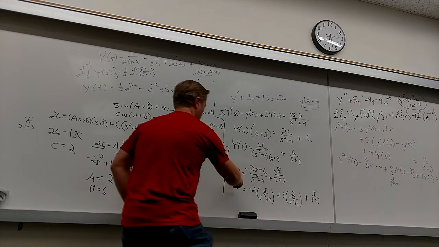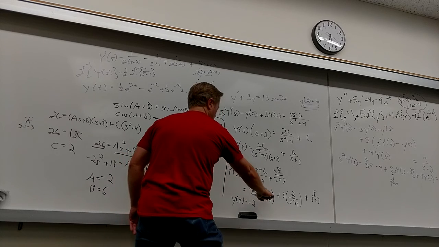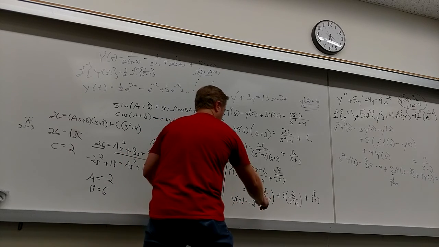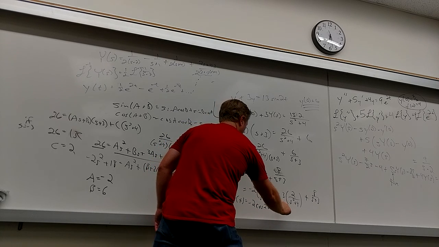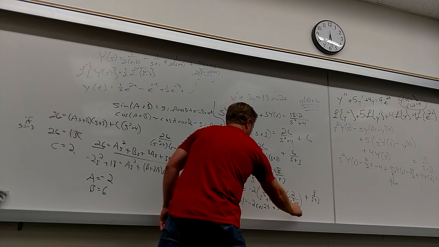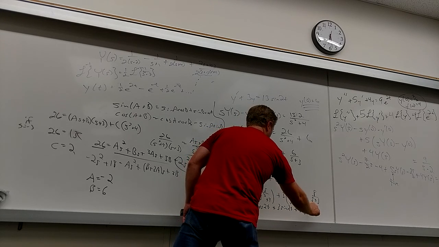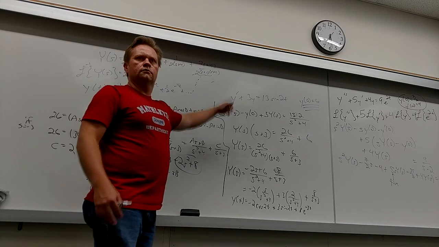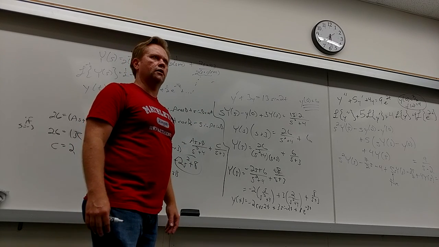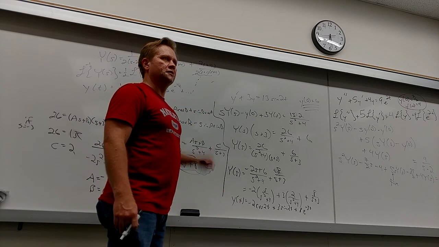So when I do my inverse Laplace, I get y of t equals negative 2 times cosine of 2t plus 3 sine 2t plus 8e to the negative 3t. And of course, you could solve this relatively quickly the other way, right? There's a few different ways you can solve that.